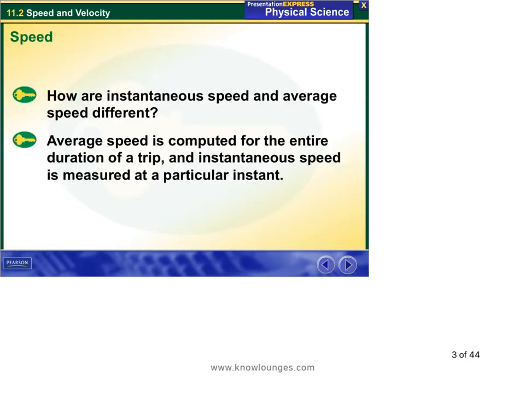A couple different types of speed we deal with are instantaneous speed and average speed. Average speed will always be computed for the entire duration of a trip. Instantaneous speed is measured only at a particular instant. We'll discuss more about each of these as we continue on.